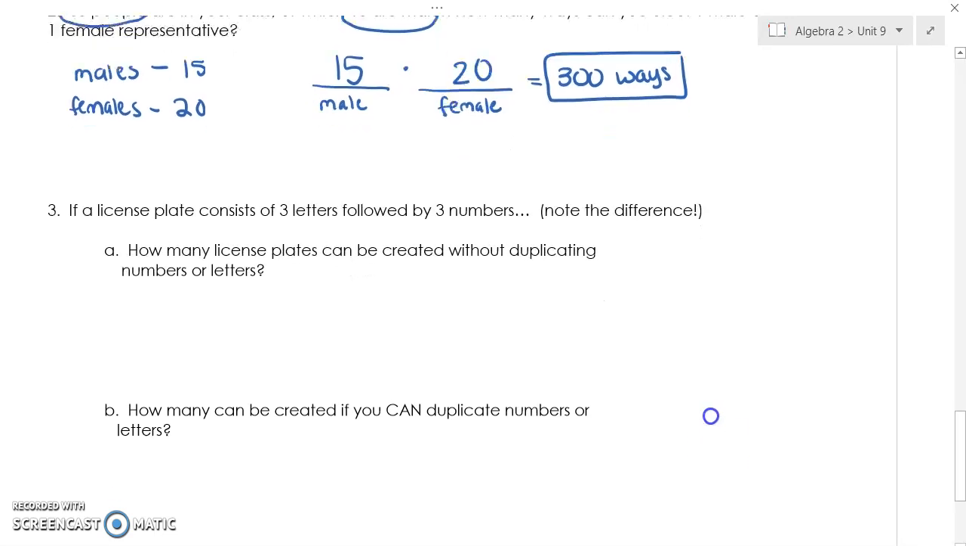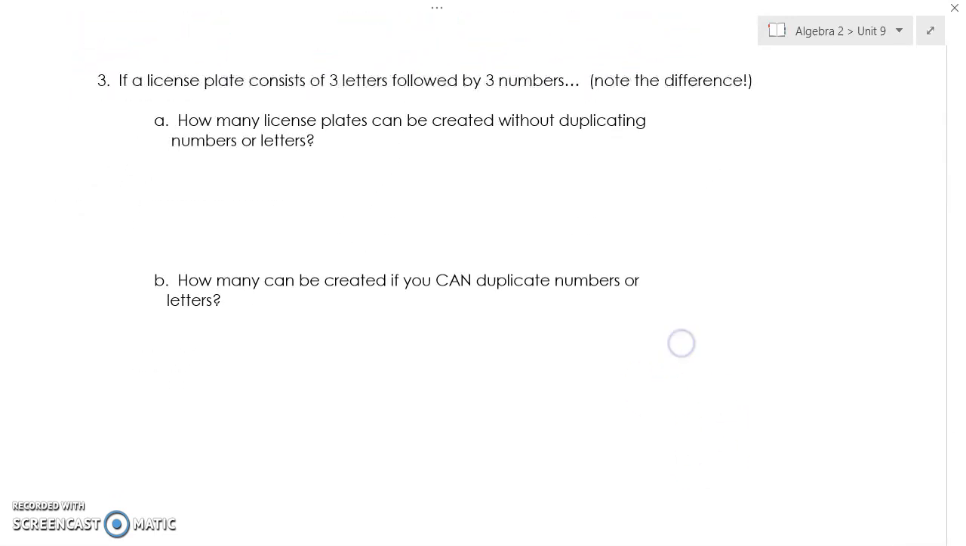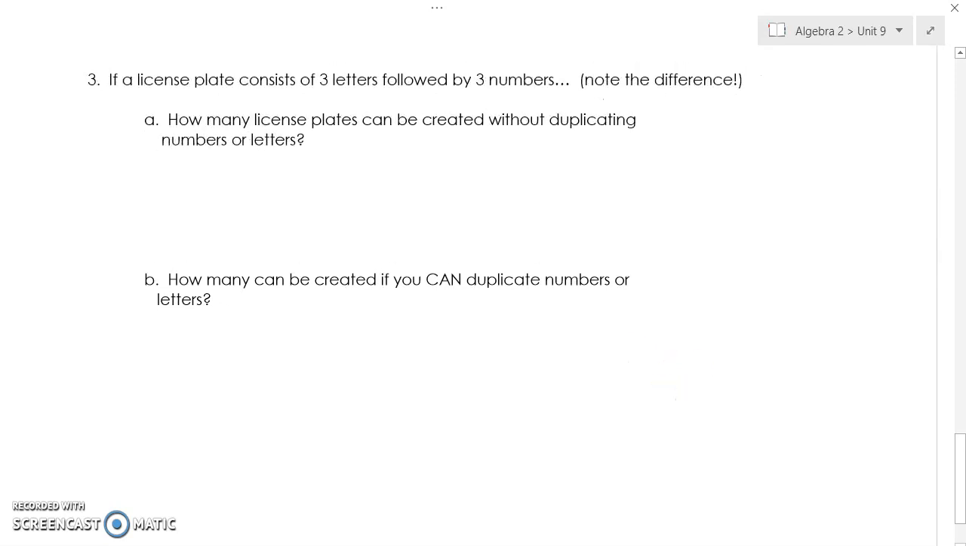It's pretty cool. Now, license plates that we have in our cars also work the same way. So if a license plate consists of 3 letters followed by 3 numbers, notice the difference, okay? By the way, there are 26 letters in our alphabet. That's important to know. And there are 10 numbers. The numbers go from 0 to 9. So that's where the 10 comes from, okay? How many different plates can be created without duplicating numbers or letters? So we are not using them again. No duplications.